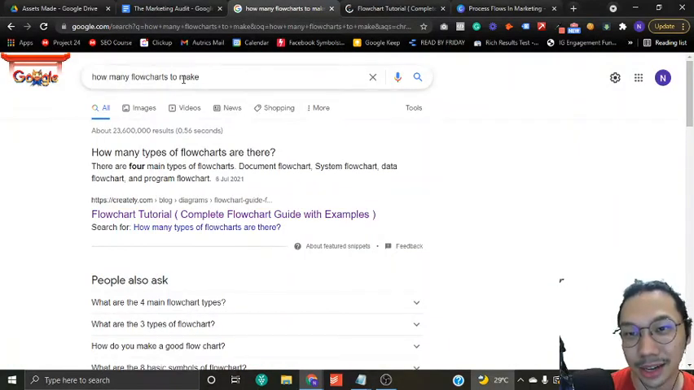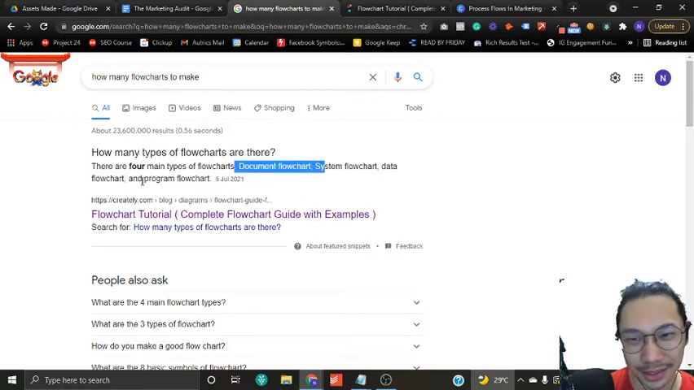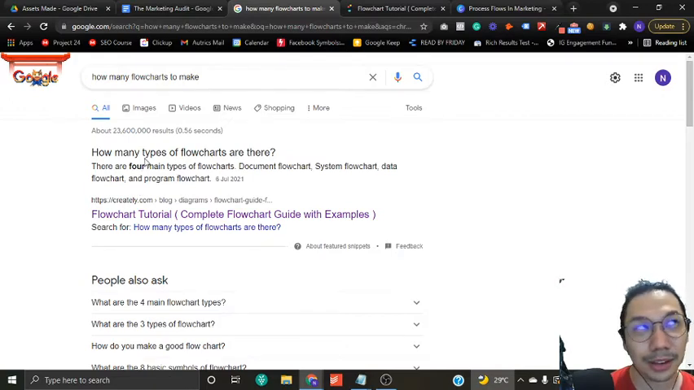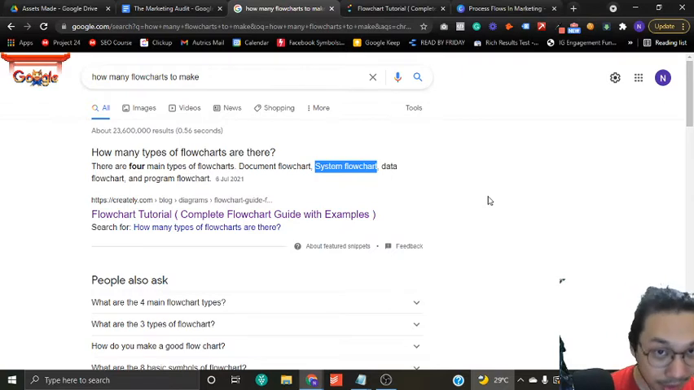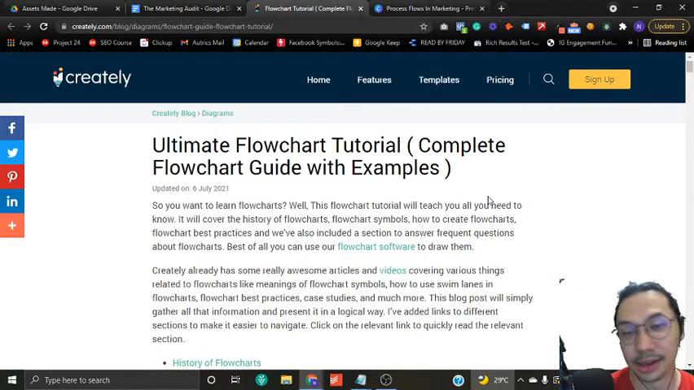So I was just checking some other stuff, like how many kinds of flowcharts there are. Apparently there are 4 types, according to Creately.com: document flowcharts, system flowcharts, data flowcharts, and program flowcharts. I'm not too strict on the definition of flowchart, but if we were to follow this particular definition, we would be making a systems flowchart.